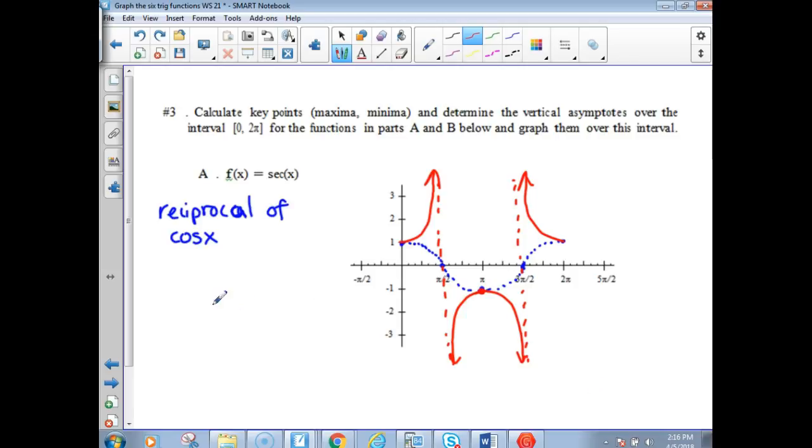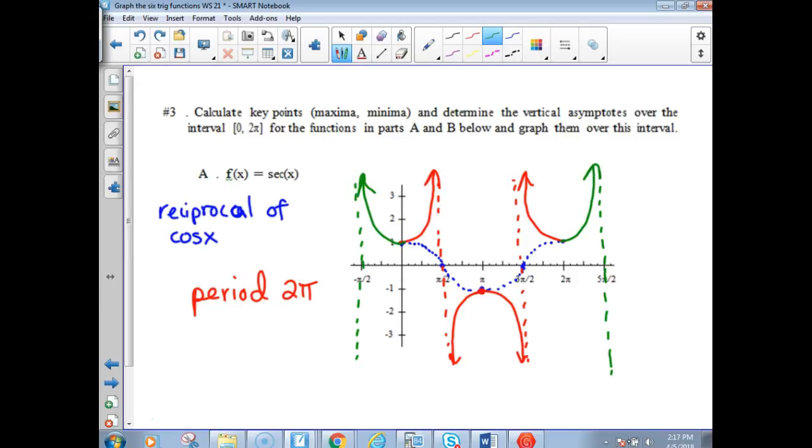Now, what is the period then of the secant? It is 2 pi. Okay, it's 2 pi just like the cosine because it's the reciprocal of the cosine, so it has the same period before it repeats. Now, if we wanted to extend this, we would realize there's another asymptote at 5 pi over 2, and there would be another asymptote at negative pi over 2, and then we can just extend the pattern. Okay, so remember secant is 1 over the cosine of x.